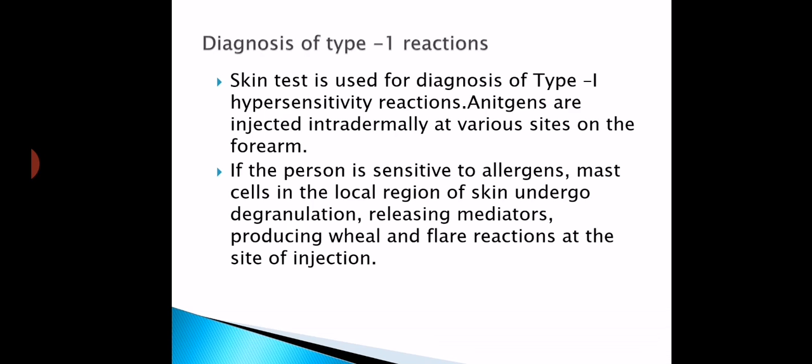So if the person is really sensitive to the allergen, then the mast cells in that localized region of the skin undergo degranulation, and they produce certain mediators, and due to the mediators we observe a typical wheal and flare reaction. So what is this wheal and flare? The wheal is the central area of puffiness which is surrounded by the flare, and the flare is red in color due to erythema.